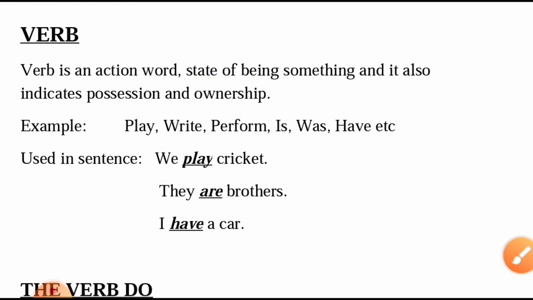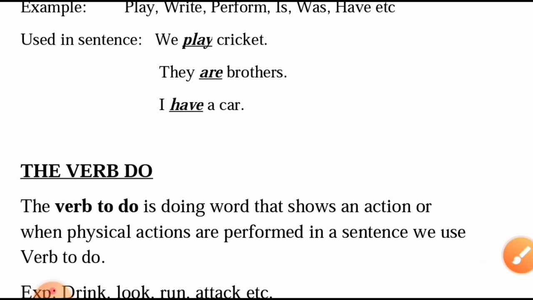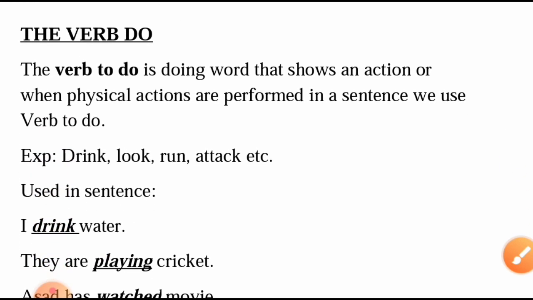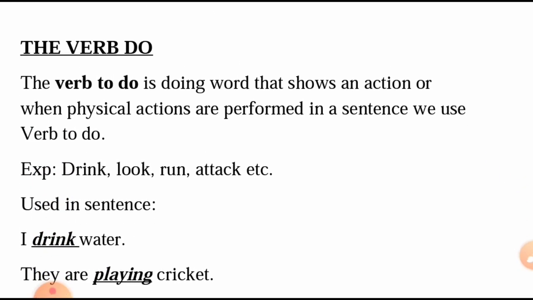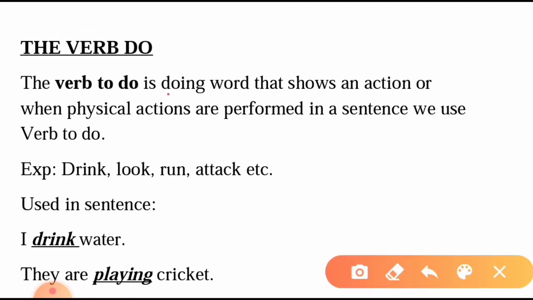So now let's talk about the verb to do first. So now what is verb to do? You can see the definition. The verb to do is a doing word that shows an action, or when physical actions are performed. In a sentence we use verb to do when we are showing an action which is done physically.